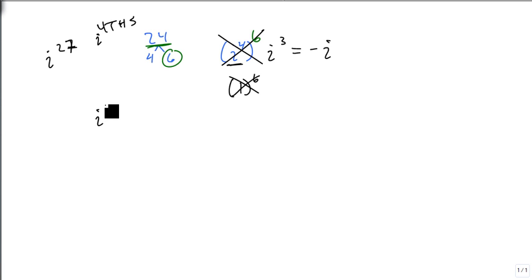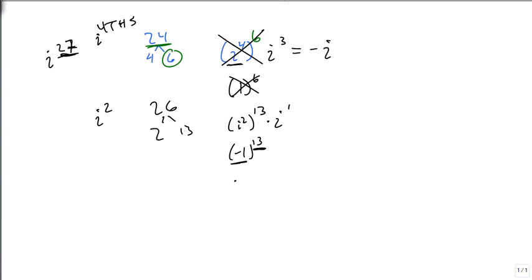The i squared method does the same idea. The highest even number under 27 is 26, which is 2 and 13. So this is minus 1, because that's i squared. Let's write it in. i squared to the 13th times, there's an i left over because 27 is odd, i to the 1st. Well, this is minus 1 to the 13, and a negative to an odd power stays negative, so this whole thing still resolves down to i to the 1st.